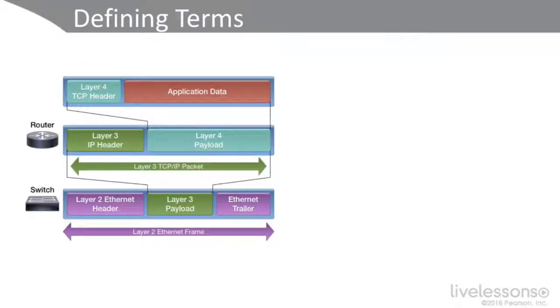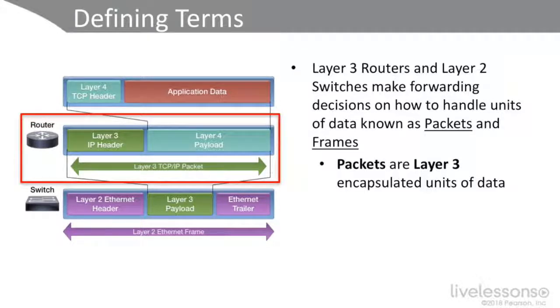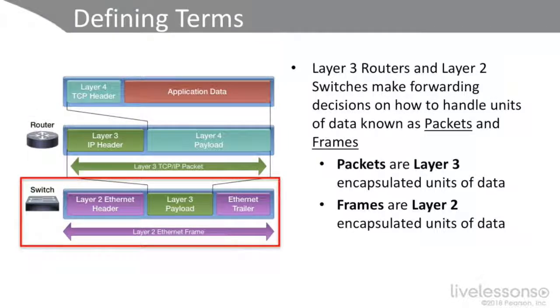When we're defining terms, we'll start out with layer 3. Layer 3 routers and layer 2 switches make forwarding decisions based on how to handle those units of data. They call that either packets or frames. When you're referring to packets, you're referring to layer 3 encapsulated units of data. If you're going down to layer 2, those are layer 2 encapsulated units of data. Layer 3 routers care about classifying and switching packets based on layer 3 addresses. They also care a little bit about some of the information in layer 4, such as TCP ports.